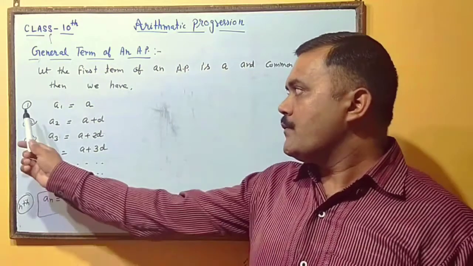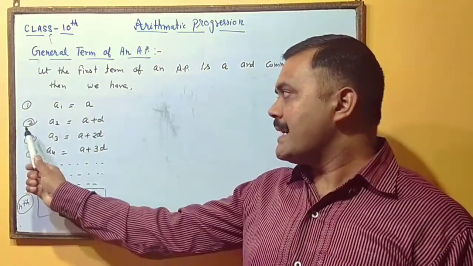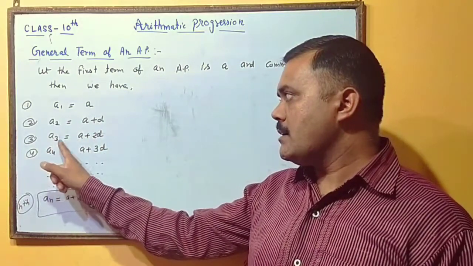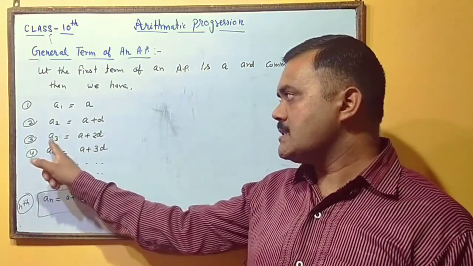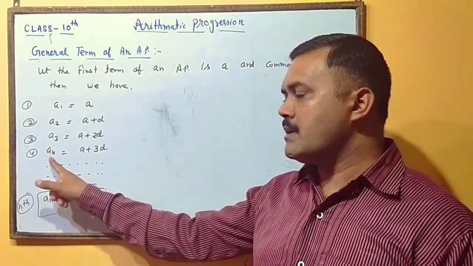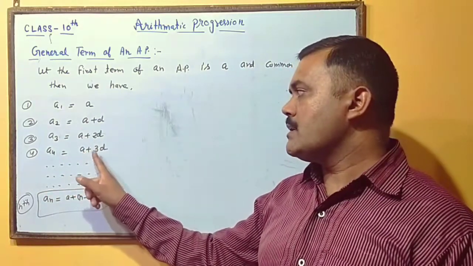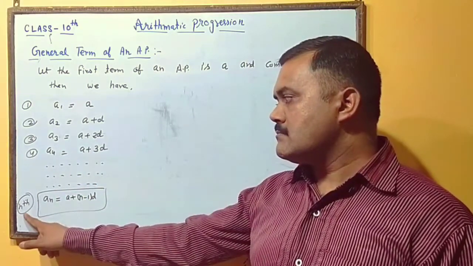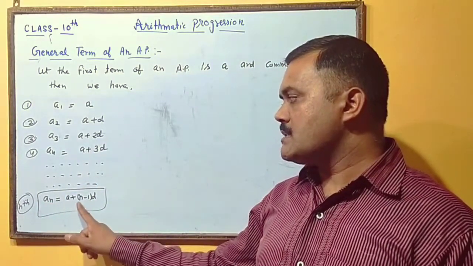So you can see the first term is A only, the second term is A plus D. When it is 2, it is 1. Third term is A plus 2D. When this is 3, it is 2. Fourth term A4 equals A plus 3D. When this is 4, this is 3. Likewise, the nth term An equals A plus (n minus 1) into D.